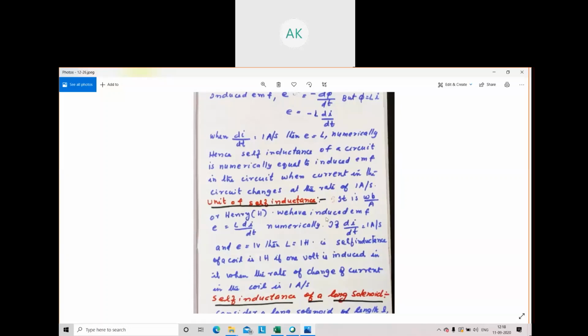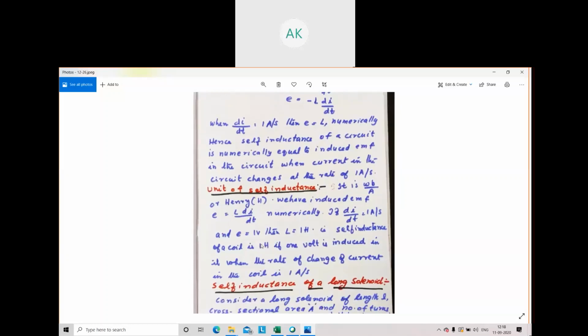We have induced EMF E equals L into di by dt numerically. If di by dt is 1 ampere per second and E equals 1 volt, then L equals 1 Henry. This is the definition for 1 Henry. Self-inductance of a coil is 1 Henry if 1 volt is induced in it when the rate of change of current in the coil is 1 ampere per second. So, that is the definition of 1 Henry.